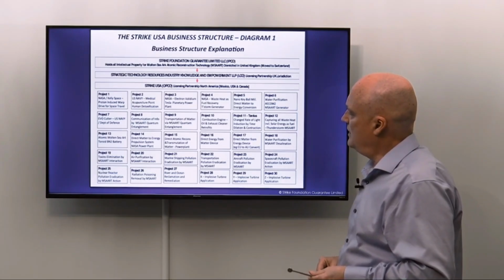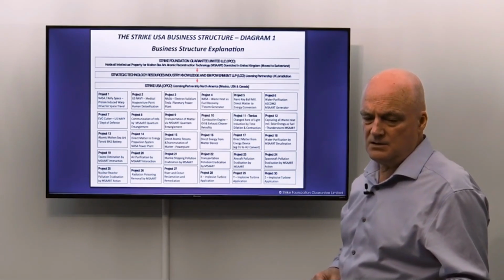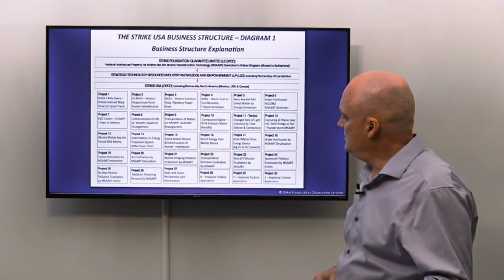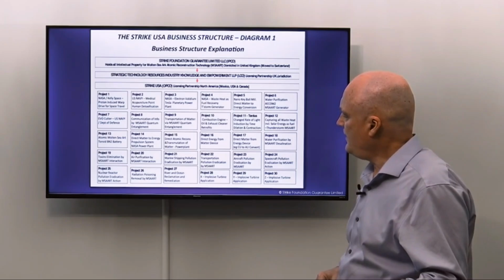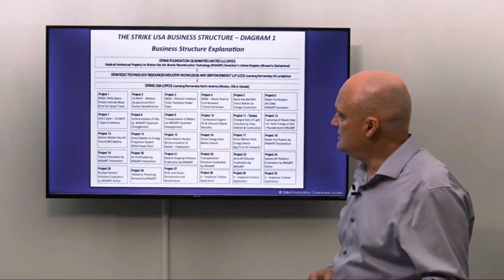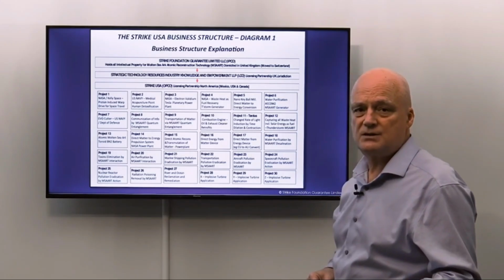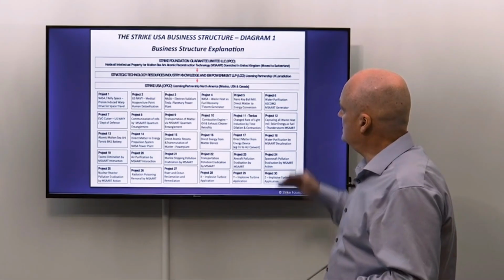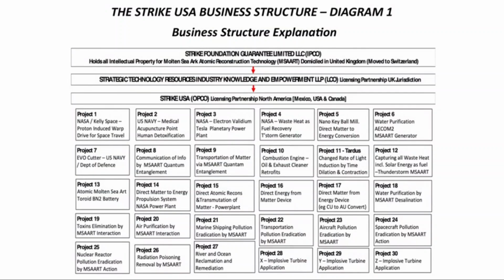be brought forth. Anywhere from, obviously, as we've said, cars, motive power, jet engines, and space travel, to the simple things like remediating radiation out of people's bodies and cleaning up nuclear reactors, to cleaning up rivers and oceans. And that's through the Strike Foundation, which holds the intellectual property, and then licensed through Strategic Technology Resource Industry Knowledge Empowerment, their licensing company. And so that's the model.